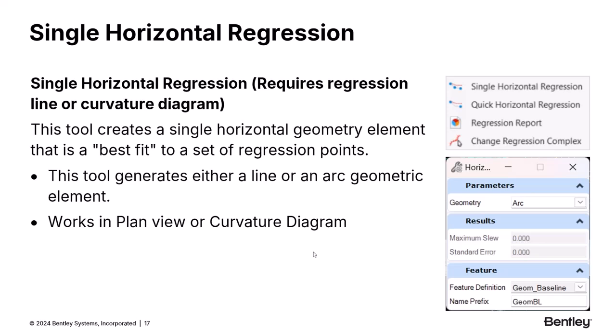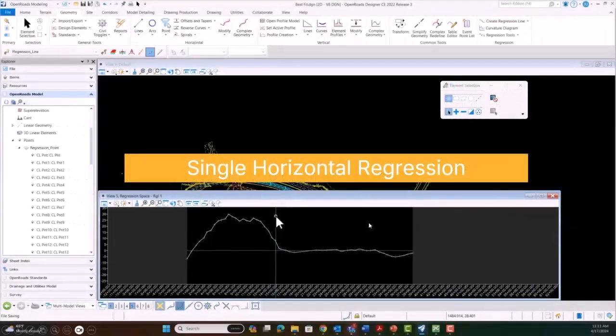This one is more of a manual process. You determine which geometric elements you want to create, and it's only going to create lines or arcs. It works in the plan view or the curvature diagram, so you can use either one. If you don't want to use the curvature diagram, fine, don't even look at it. Just grab the regression line in the plan view and specify the type of geometry you want to create that way. So let's take a look at this example, single horizontal regression.